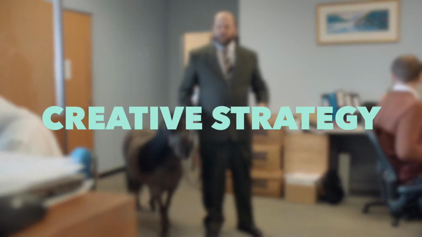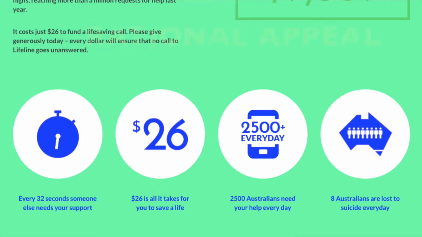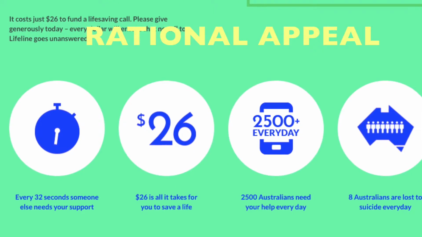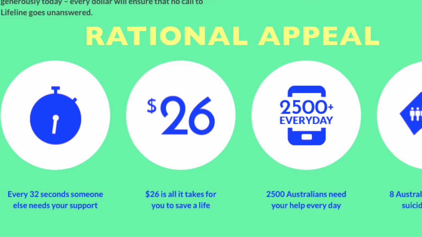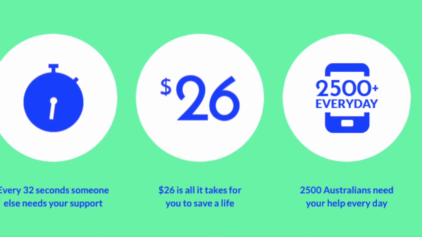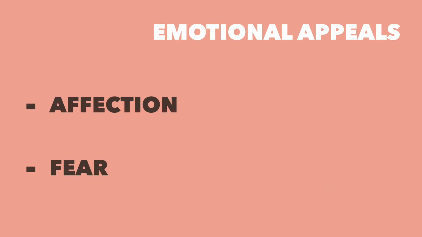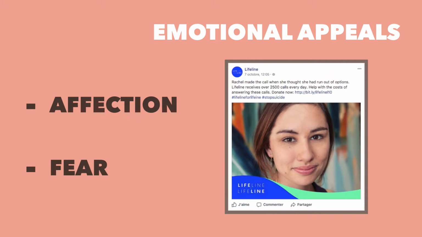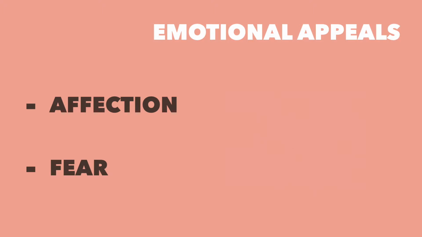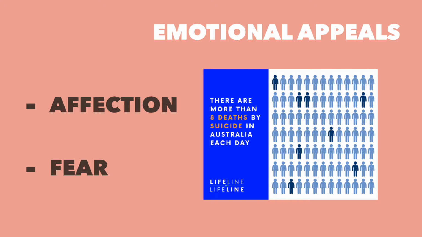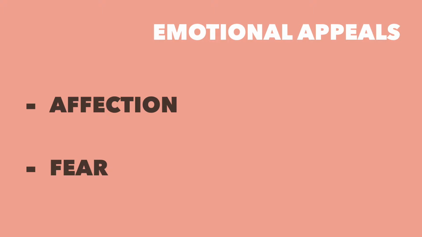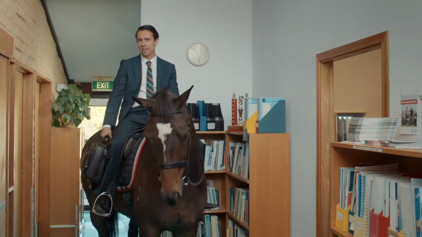Let's talk about the creative strategy. In terms of appeals, a rational one is used when Lifeline gives the cost of saving a life. The viewer is encouraged to do calculations and realize that it is technically easy to save a life. Concerning the emotional appeals, affection is used when Lifeline tries to make the cause relatable for its audience through real-life stories. A fear appeal is also used with the use of statistics that prove the importance of the issue in Australia. It could happen to anyone's relatives. This fear increases the message acceptance and directly taps into the consumer insight.